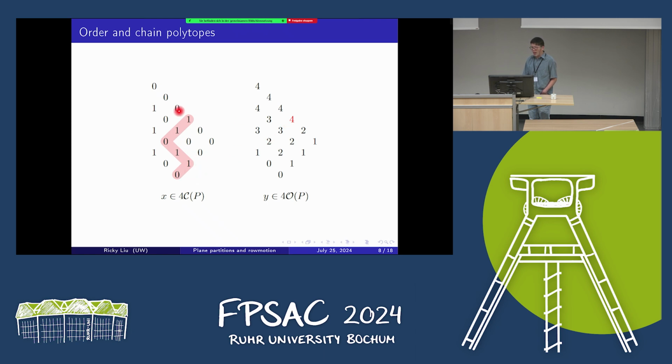If I want to go back, like why is this entry here 1? Well, it's because I look at this 4, and I look at the largest entry that is below it. In this case, it's 3, and I take the difference, 4 minus 3, and I get 1. OK. So that's the correspondence between the chain and order polytope.